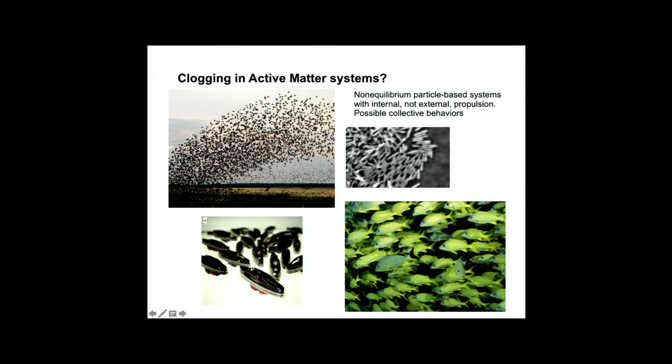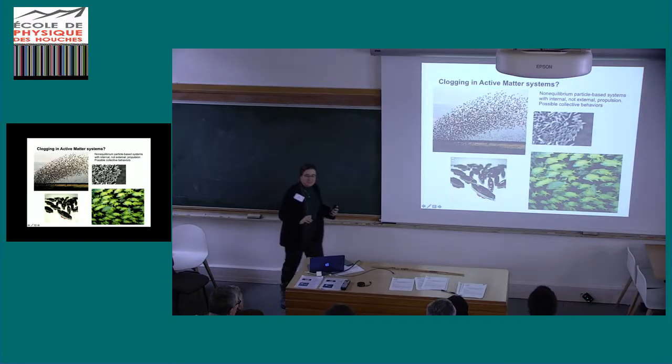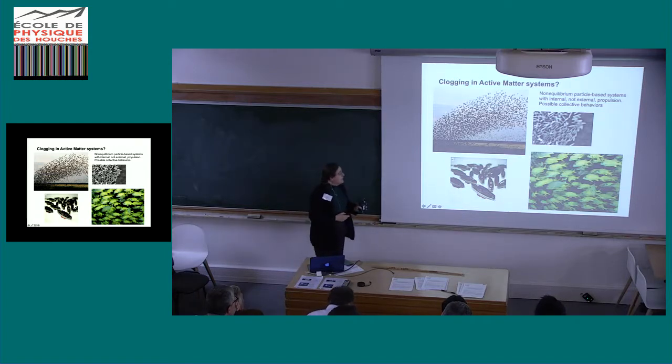Now, in my remaining time, I want to get to active avalanches. First I'm going to tell you about what is active matter, and then I'm going to show you how we can get active clogging and jamming as well. So what is an active matter system? Essentially, it's some kind of non-equilibrium particle-based system where the particles have an internal source of energy so that they can move independently of any external fields. Of course, they're very common in biological contexts. You could think about birds or bacteria or fish, or you can have artificial ones like little robots. So these are able to run around under their own power.